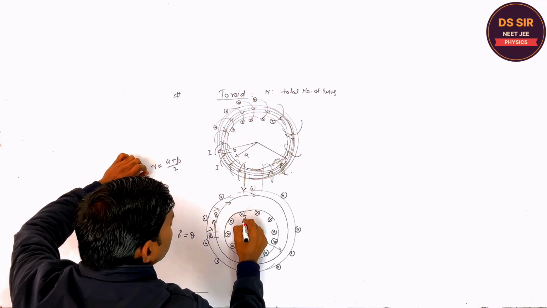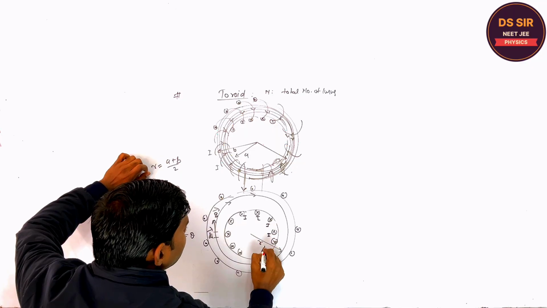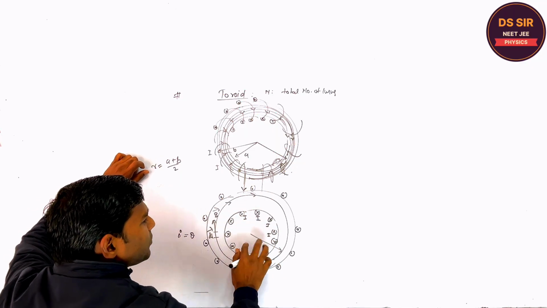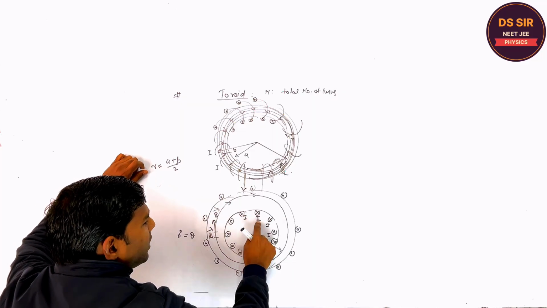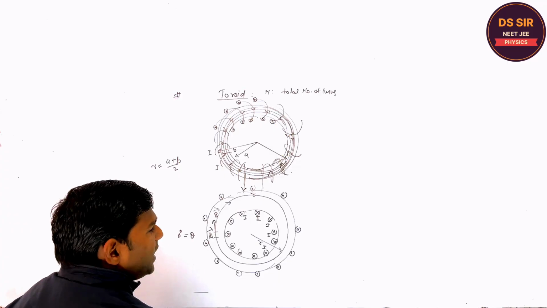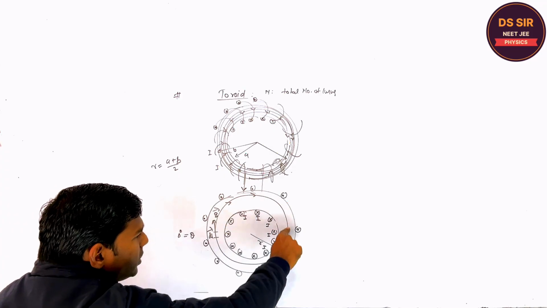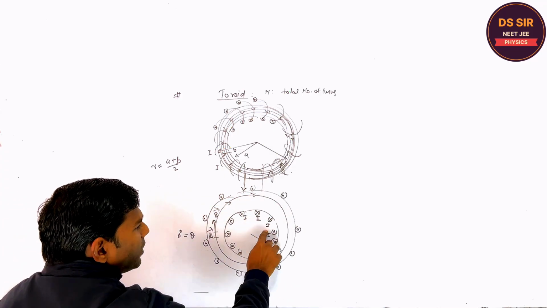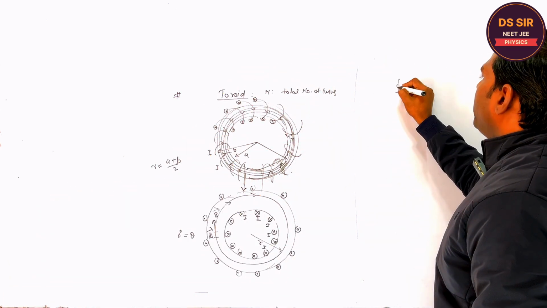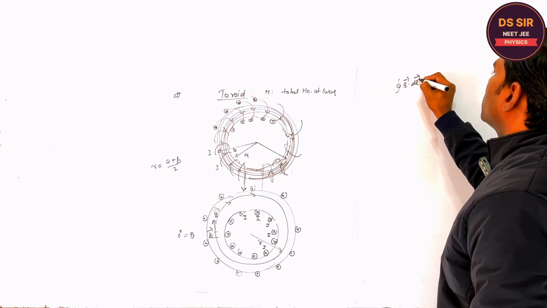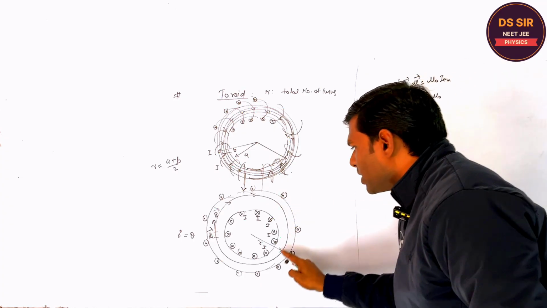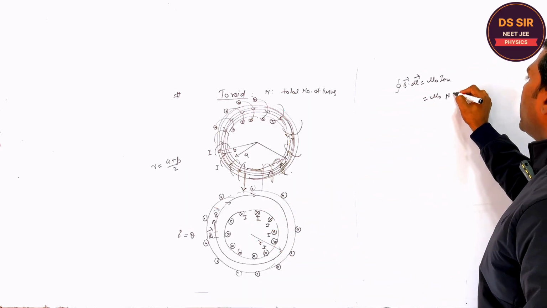In one turn the current is I, and the total number of turns is capital N. So what is the current enclosed in this Amperian loop? N I. So here we go, Ampere's law: the integral of B dot dl is equal to what? Mu naught times I enclosed. What is the current enclosed in this Amperian loop? Capital N into I.